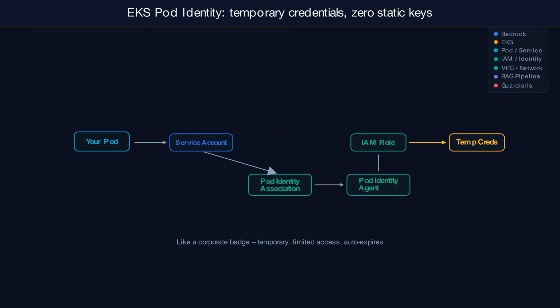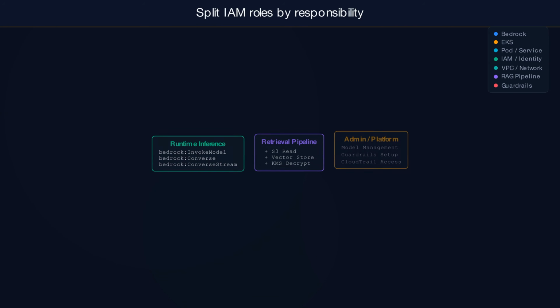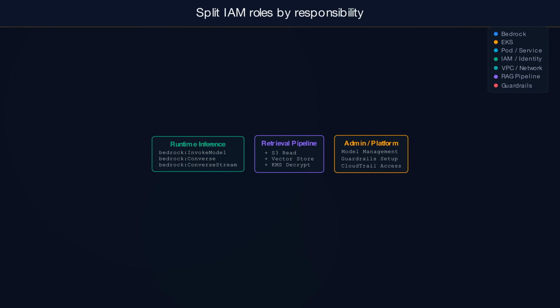Think of it like a corporate badge system. You do not carry the master key. You get a temporary badge that opens only the doors you need, and it expires at the end of the day. For IAM design, split your roles by responsibility.